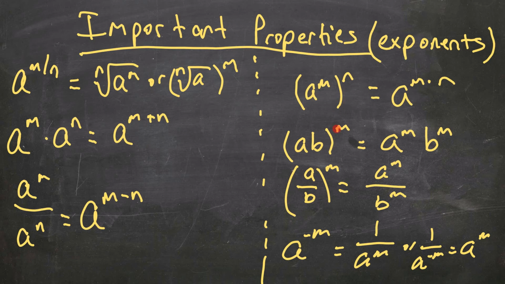We talk about having parentheses. Parentheses mean multiplication, so I multiply m and n. If there are two things inside the parentheses, even if that's a number and a variable, that m goes to both. That's going to be a big one. It's like the distributive property for exponents. It happens with a fraction as well. M goes to the top and the bottom. So whenever you see parentheses, you should think multiplication.